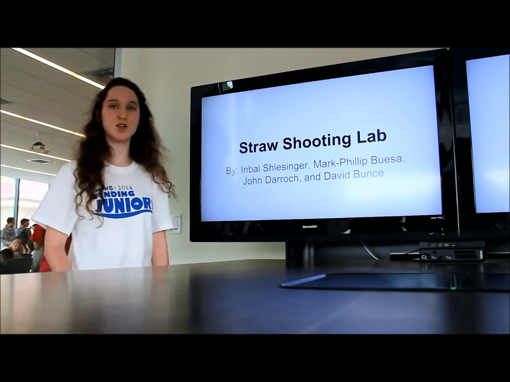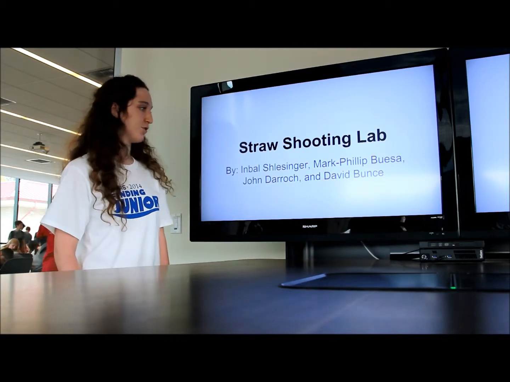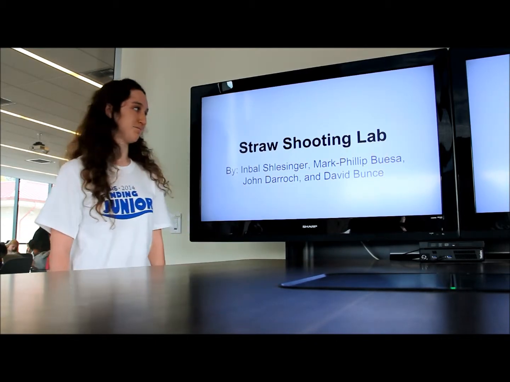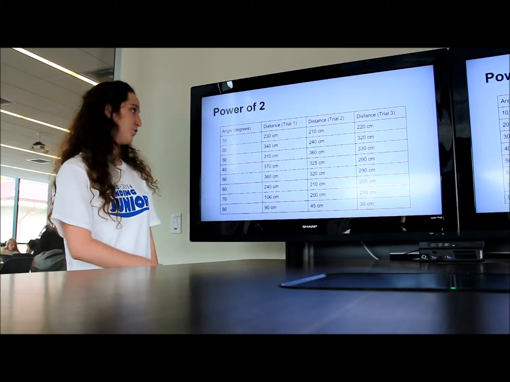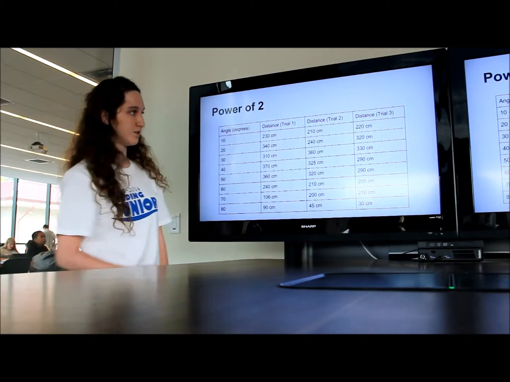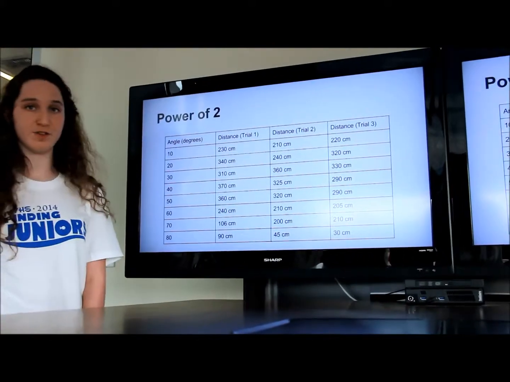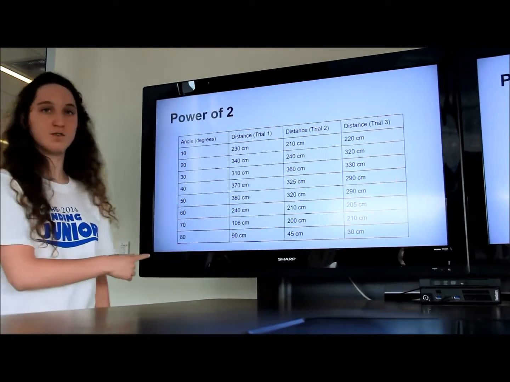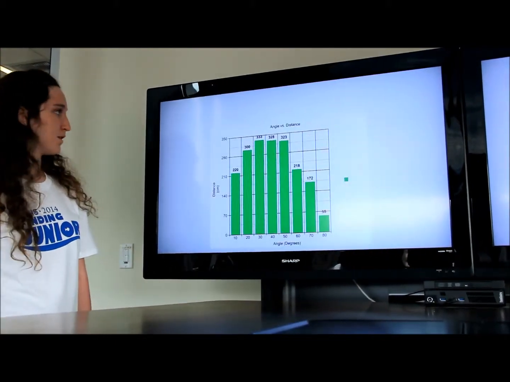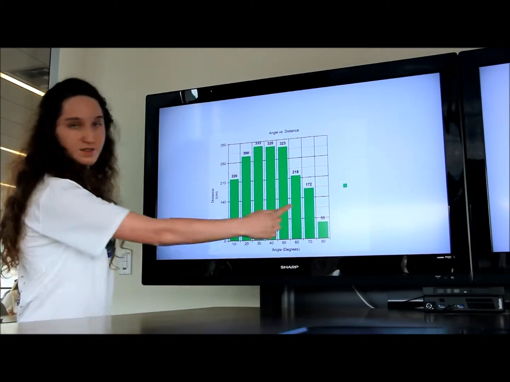So this is our straw shooting lab by Inbal Shlesinger, Mark-Phillip Buesa, John Darroch, and David Bunce, who is not here. So we had a constant power of 2, and we measured different degrees, and you can see that the distance that was the furthest was 30 degrees, which was 330 centimeters, and the distance that was the least was 30 centimeters for 80 degrees.